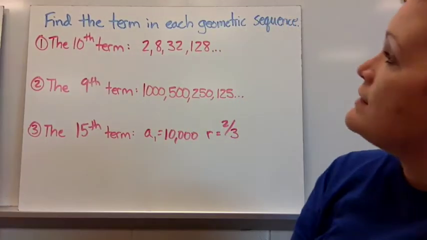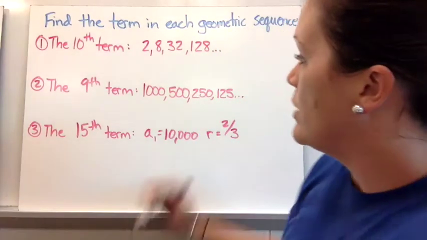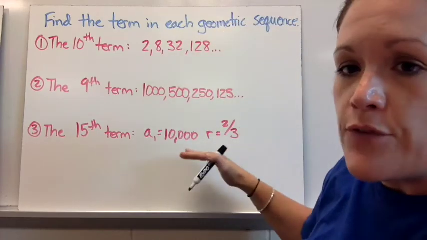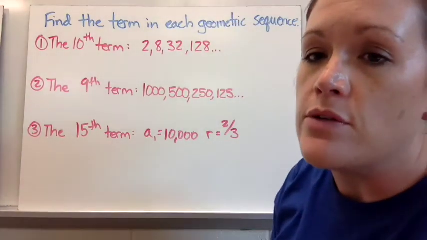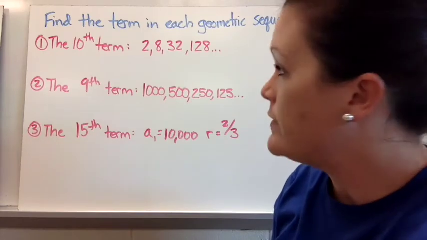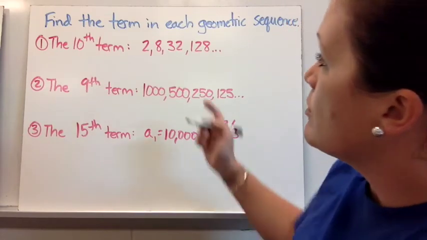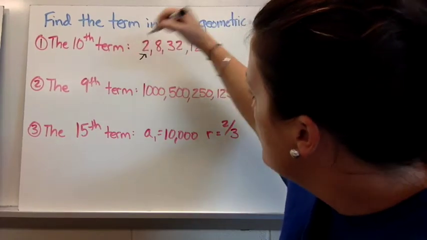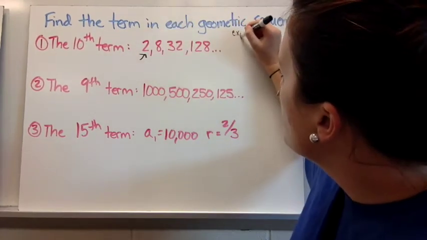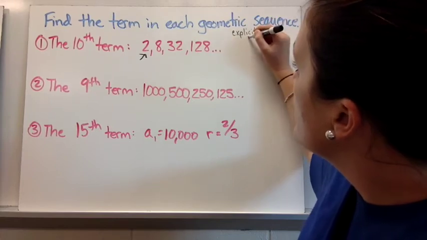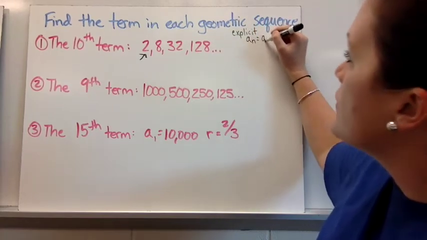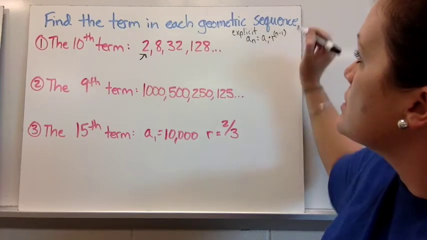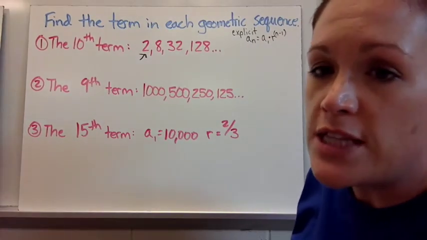This one, we want to find the term in each geometric sequence. So again, we could be given some sequences or given just information about the sequence, and we can use explicit form for each one of these. So the 10th term given this sequence, I need the first term is 2. Remember the explicit form, I'll write it up here, was a sub n is the first term times the common ratio, and then your exponent was n minus 1. So we're going to be just filling that in.